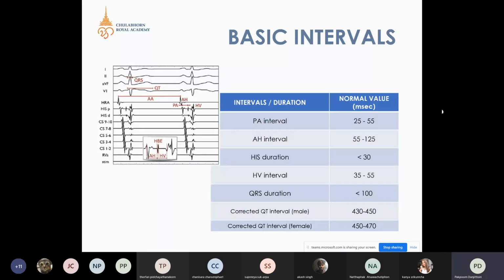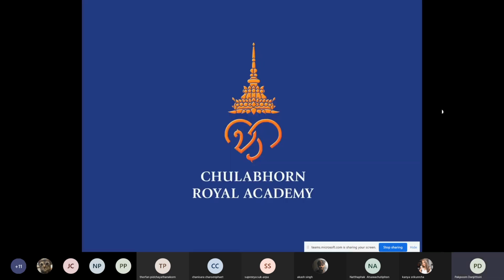Okay, this slide I just want to show you the normal values for the intervals you measure. You should remember these values, because when you work in an EP lab, you will be able to assess and find abnormalities faster. Okay, finished.